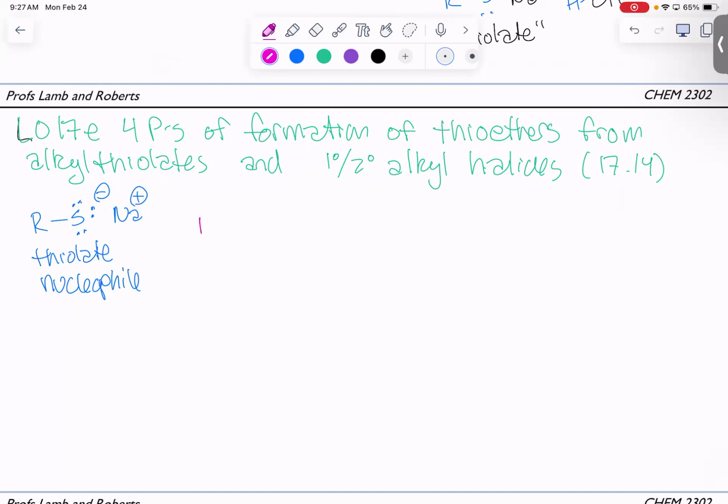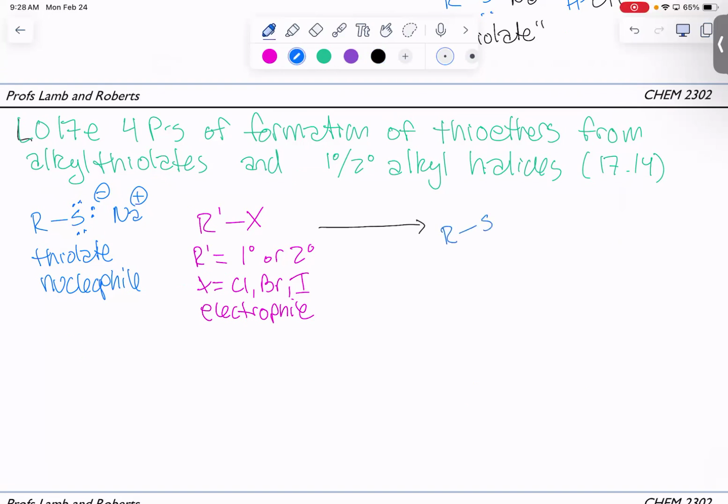We're going to have our alkyl halide. R prime can be primary or secondary in this case. Our X is going to equal chloride, bromide, iodide, the classics that are good leaving groups. And this will be our electrophile. Here we start to see some of the patterns. We can predict, based on an analogy to our ether synthesis, what we're going to get out of this: this nice unsymmetrical ether compound.